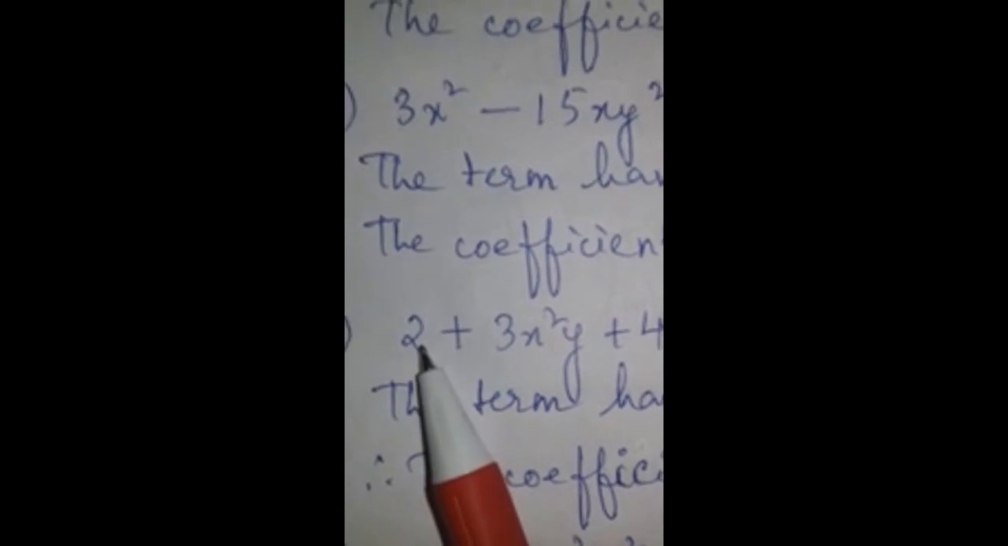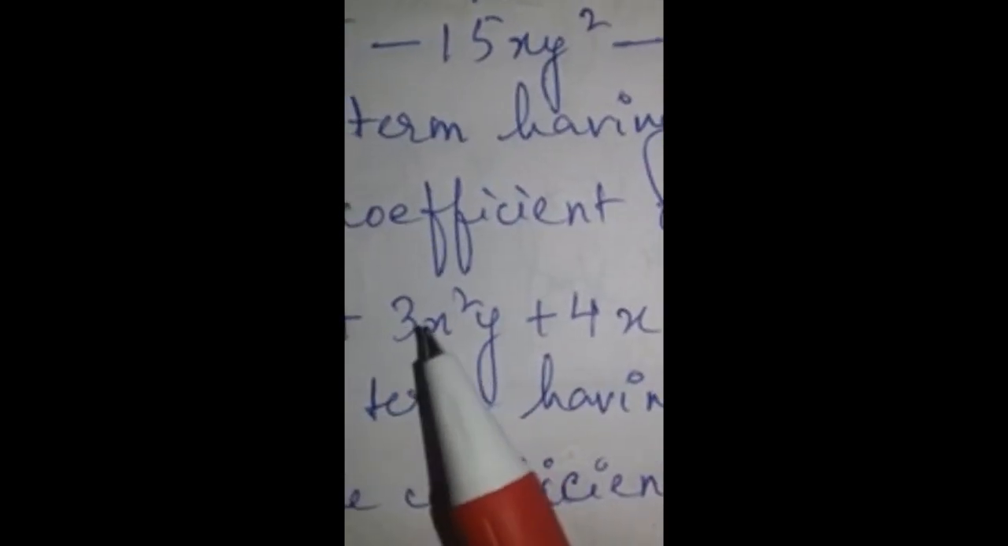Now come to part D. Here the given algebraic expression is 2 plus 3x square y plus 4x. So the term having x square is 3x square y. And for the coefficient of x square, you are going to just ignore this x square and check what constants or variables are attached with it. So you can clearly see that 3y is present. So 3y is the coefficient of x square.